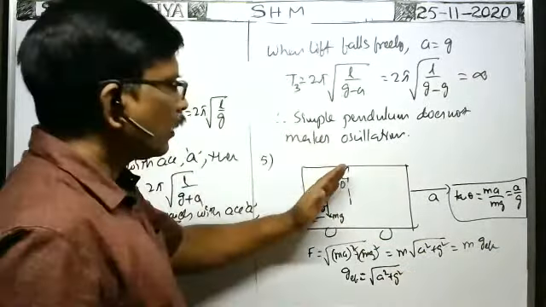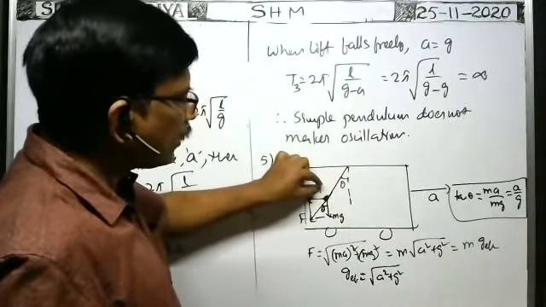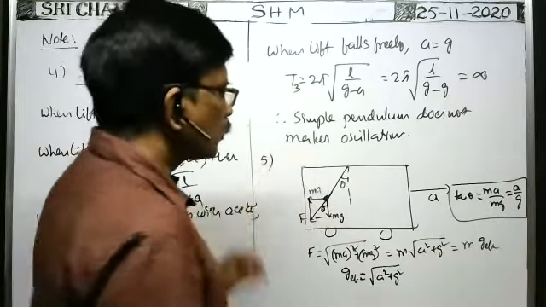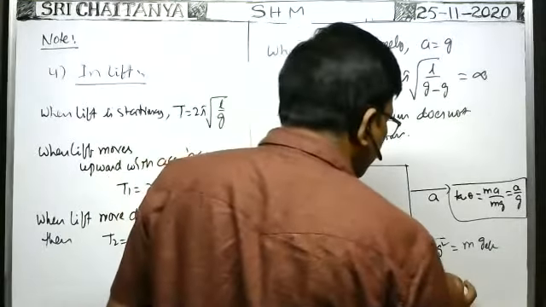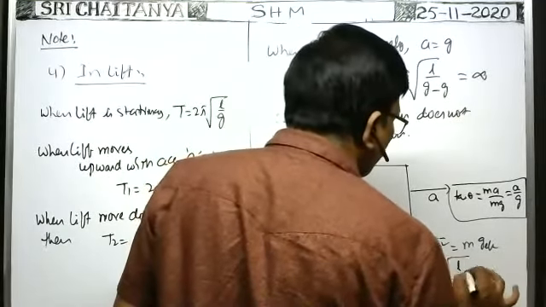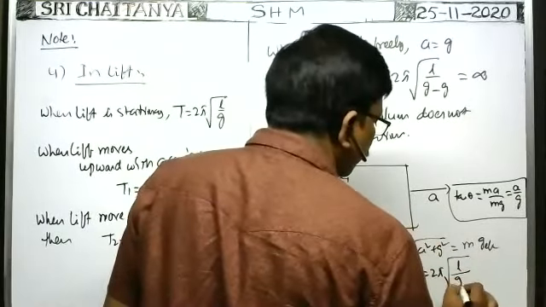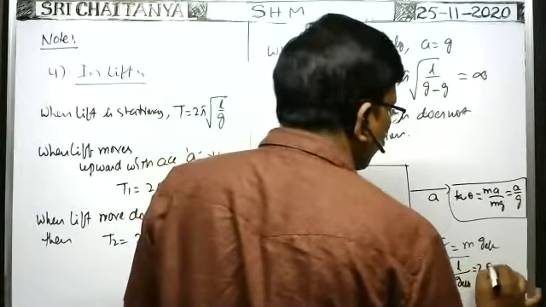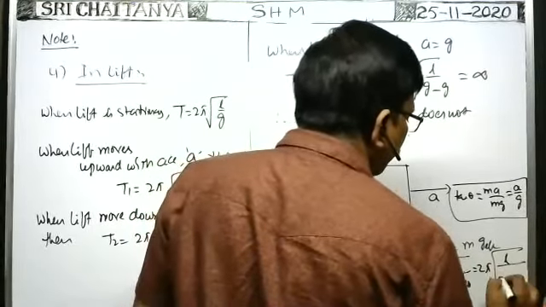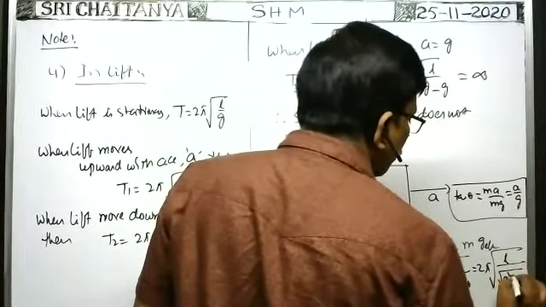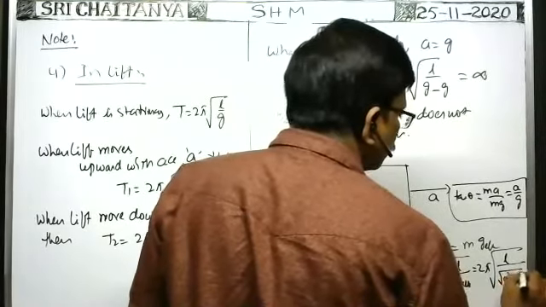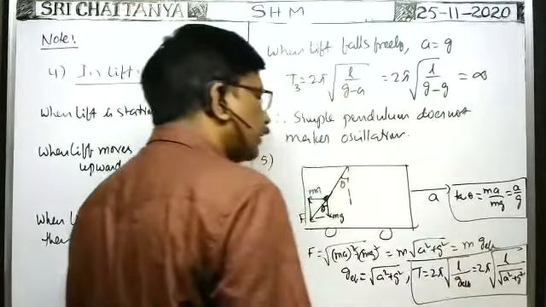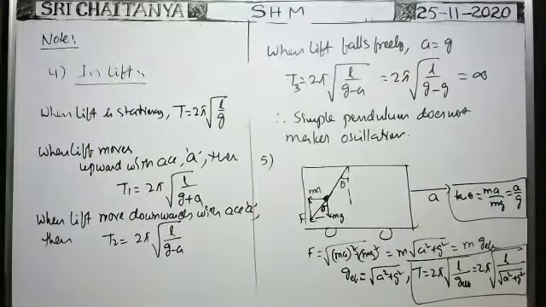From this place, you pull the bob aside and release it. Then it makes oscillations like this. What is the time period? In this case, the time period T is equal to 2 pi root of L by the effective acceleration, which is the square root of a square plus g square. This is the formula. Very, very important, previously asked in exams.